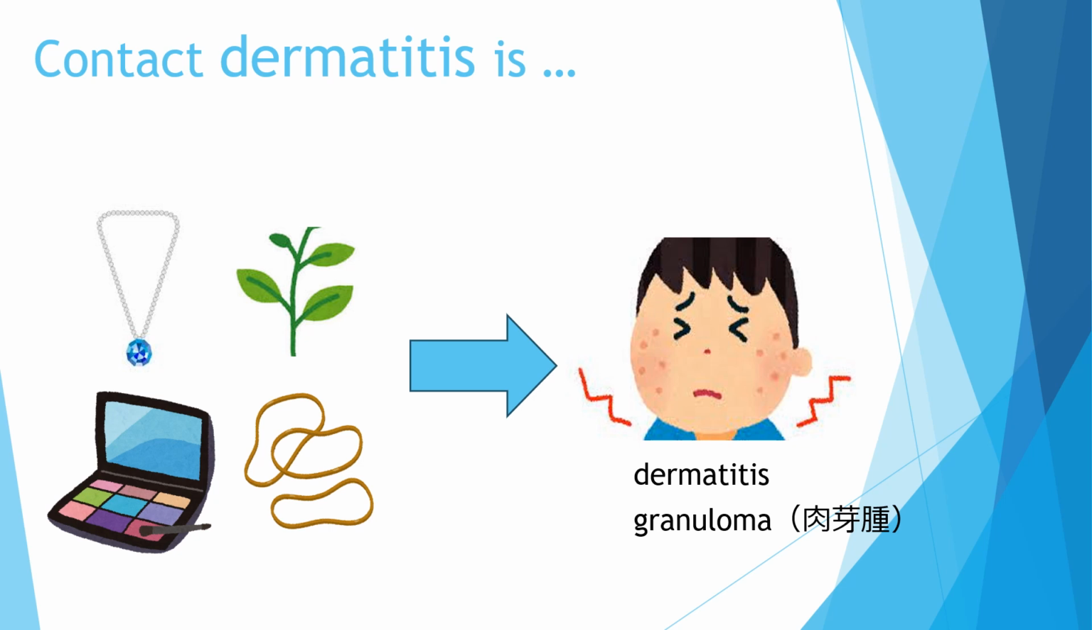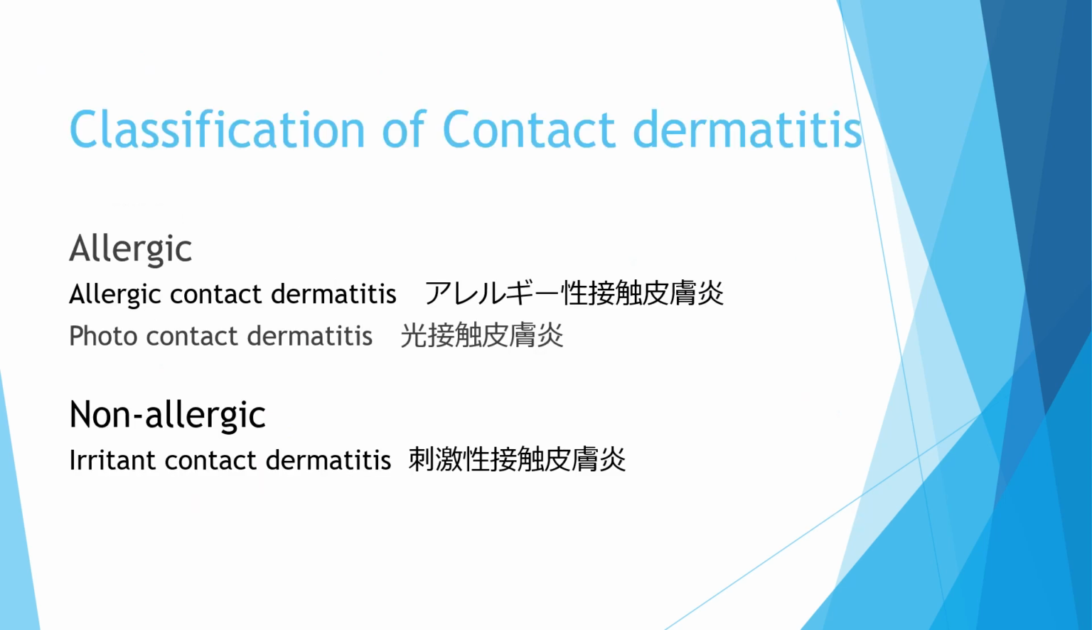Symptoms include itching, rash, redness, and blistering. Contact dermatitis can be divided into allergic and non-allergic. Allergic types are allergic contact dermatitis and photocontact dermatitis. Non-allergic type is irritant contact dermatitis. We will explain in detail later.